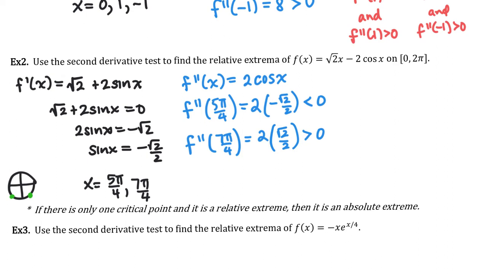Okay, now let's consider both of these. The second derivative was less than 0 at 5 pi over 4, which means this is concave down. If it's concave down, it must mean that at x equals 5 pi over 4, it's a relative maximum. Okay, so there's a relative max.